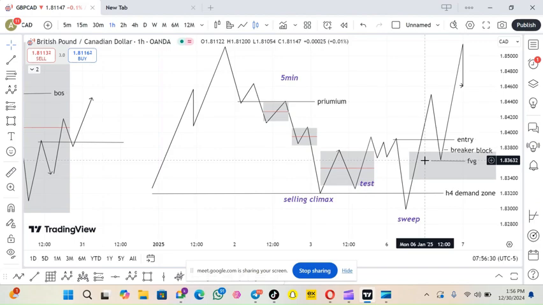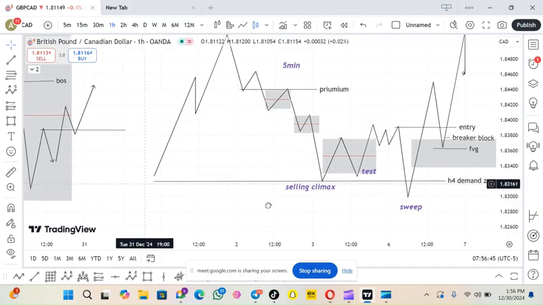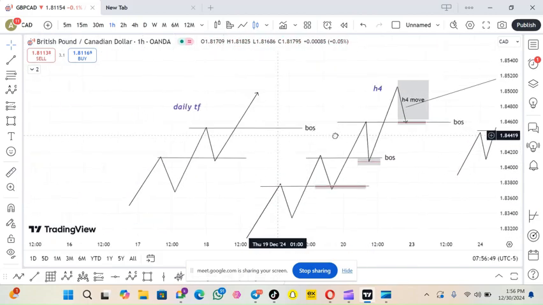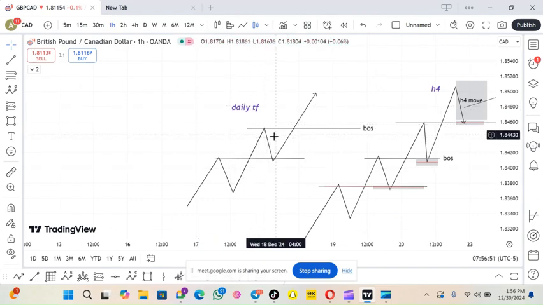Please, a question. Okay, I'm with you. What if this H4 demand zone breaks lower? Is it possible it will break lower? Don't forget, we are in daily. Daily is bullish.